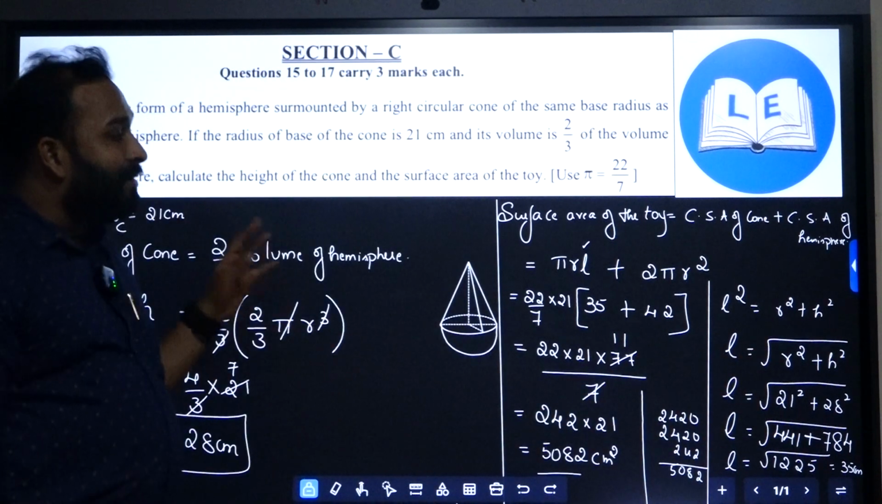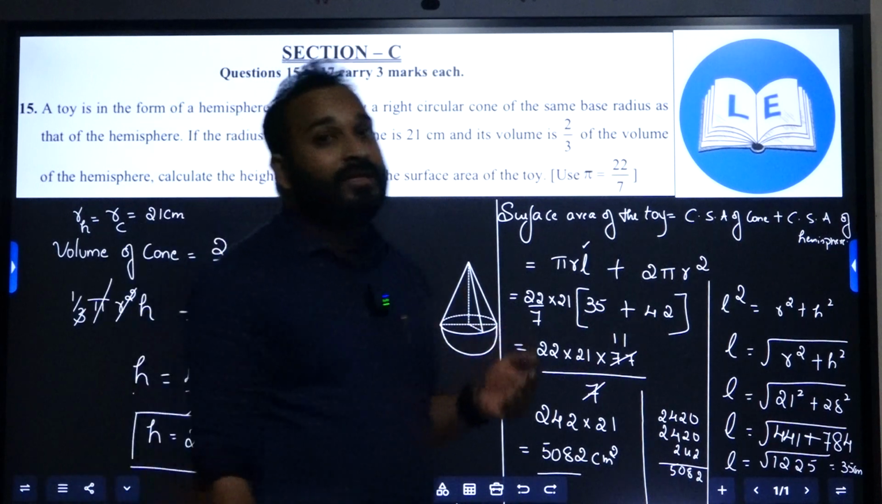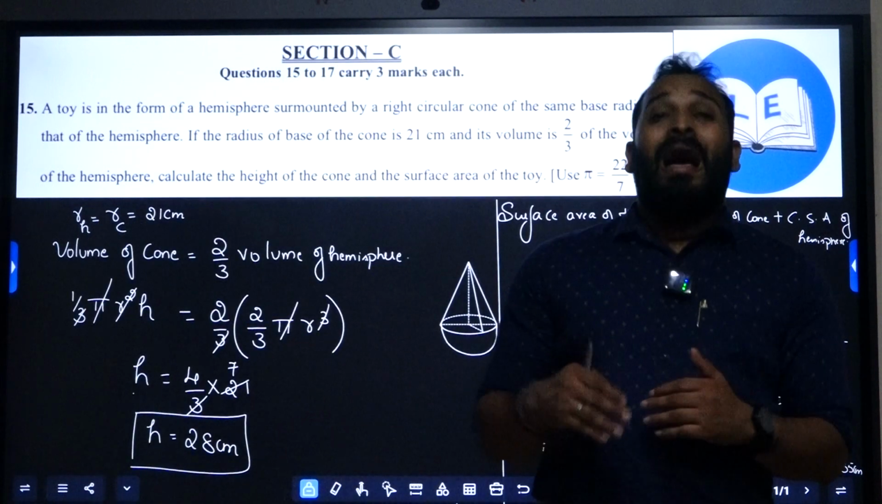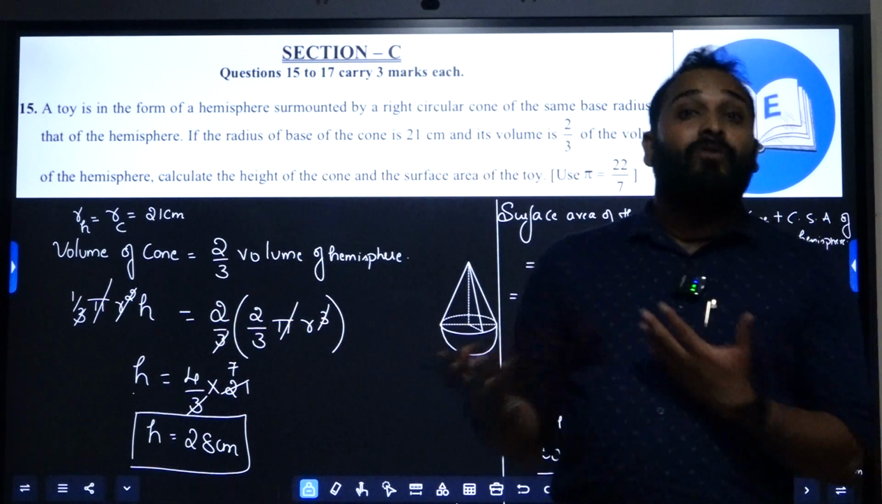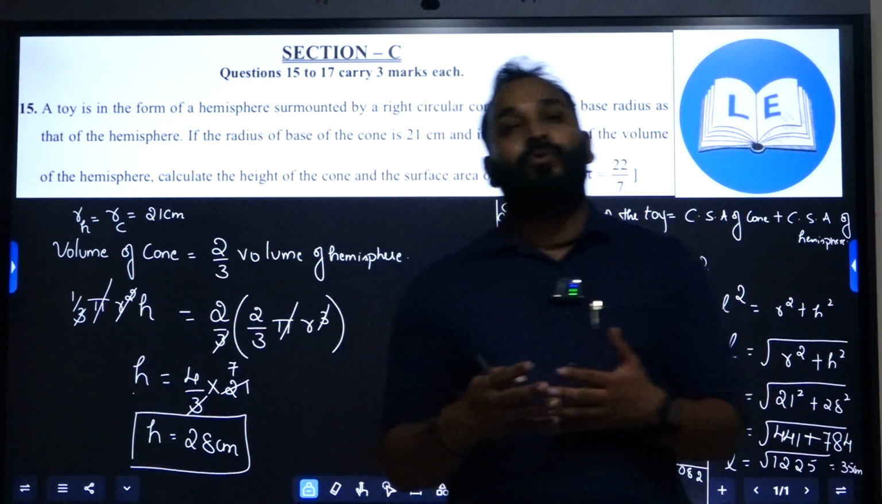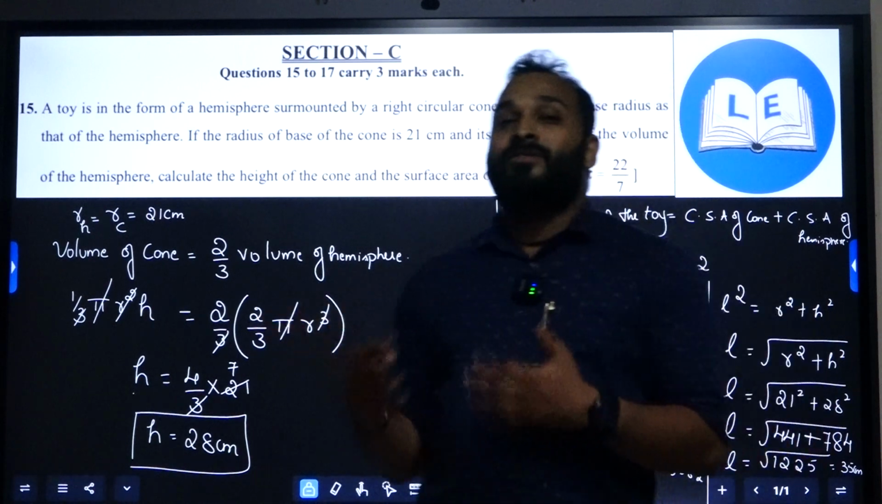And please make a habit of recapitulating these questions. Suppose you have solved this question today. After 3-4 days, try to look at the question and try to solve it without any help. So it will surely help you to solve these questions better in your board exams.